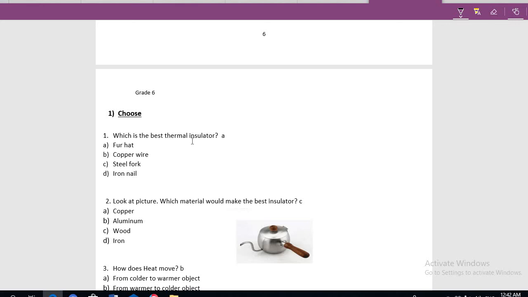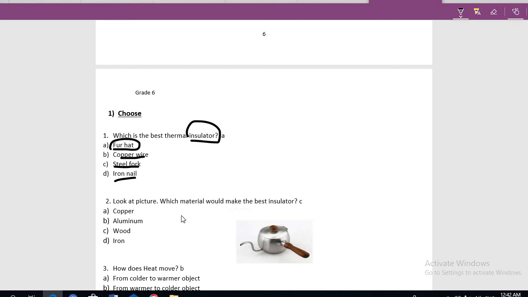A hat is insulated; it cannot conduct electricity or heat. This is called an insulator, while a conductor can conduct heat. An insulator cannot conduct. Copper wire conducts. A steel fork conducts. Iron nails conduct, while a forehead does not conduct.